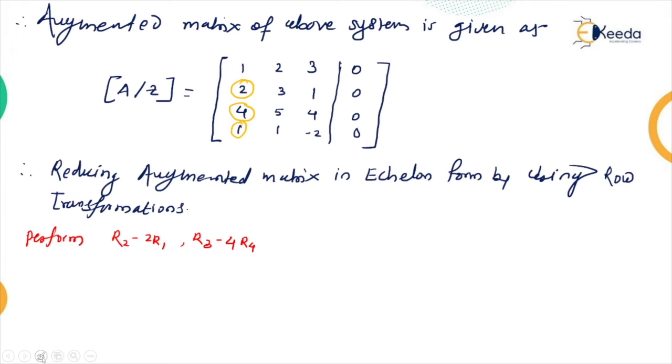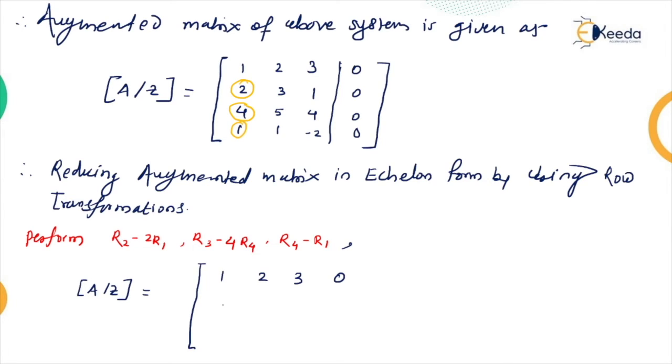We have to change which rows? R2, R3 and R4, so three rows change. After performing these transformations, the augmented matrix looks like this. Nothing changes in the first row. The first row stays as it is: 1 2 3 and 0.